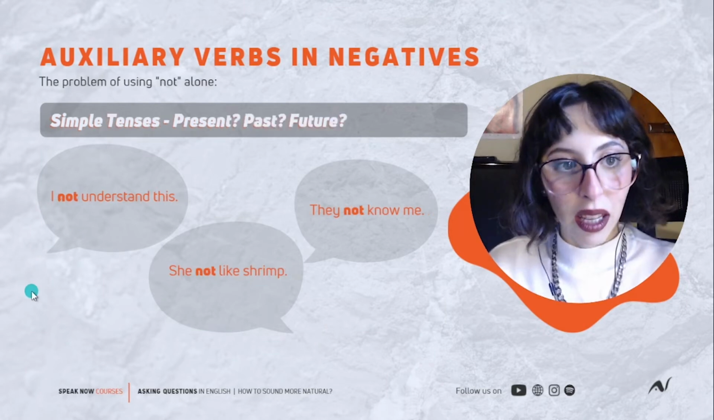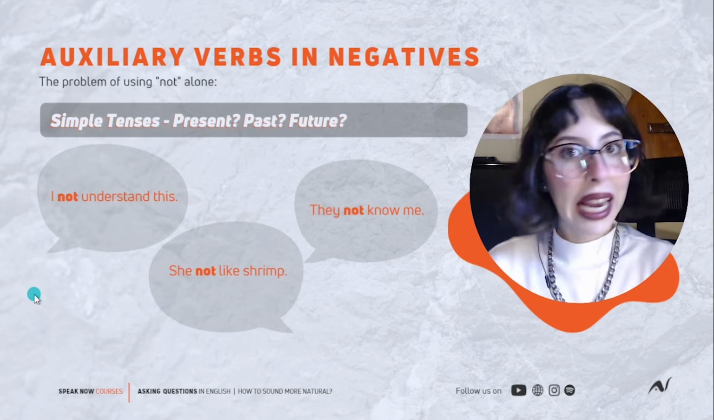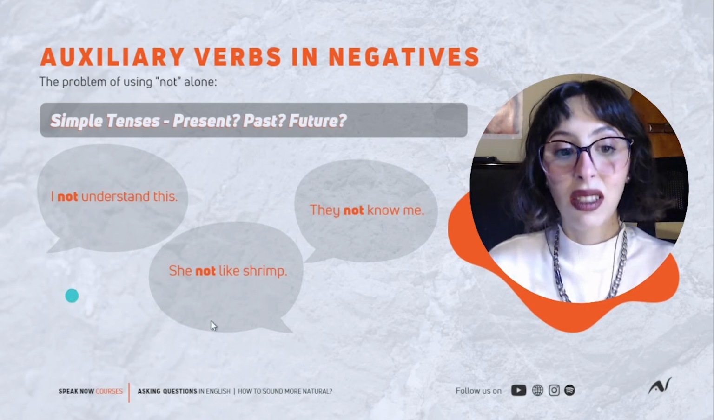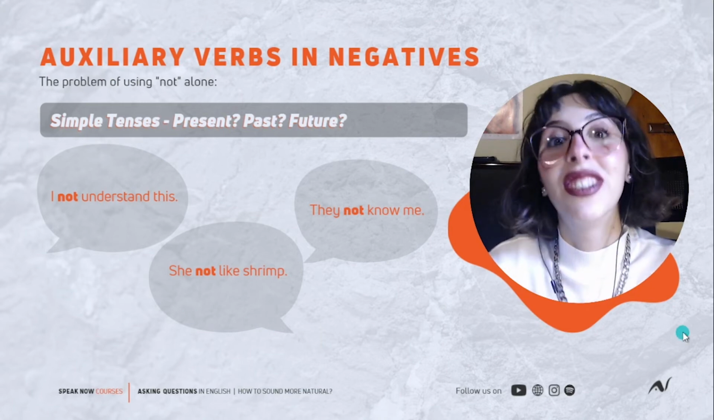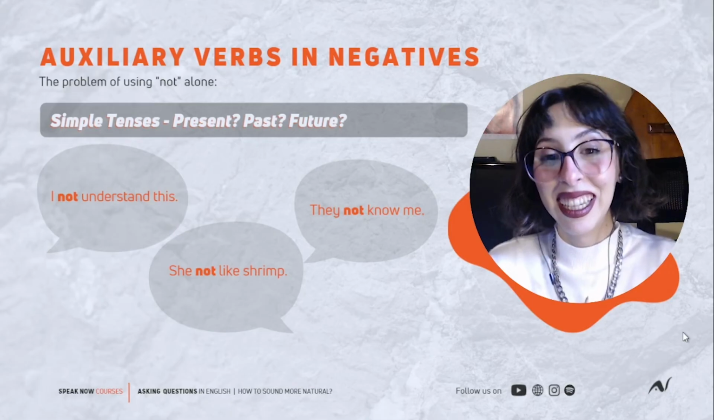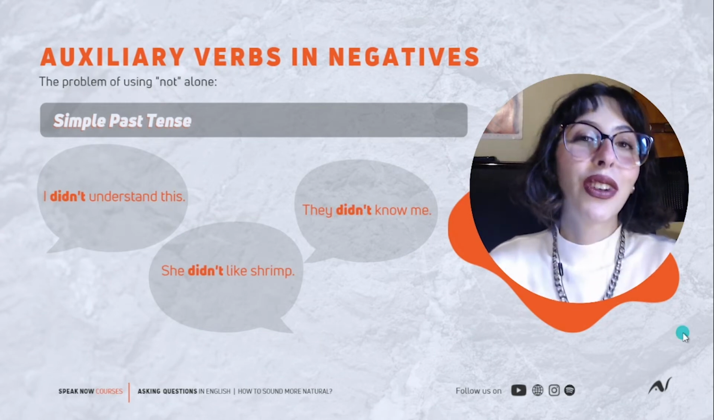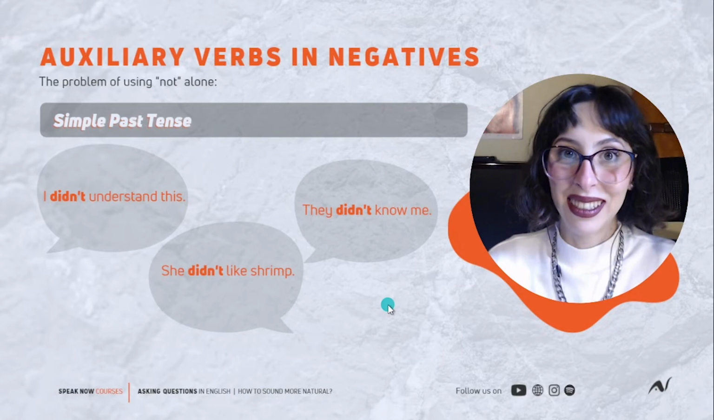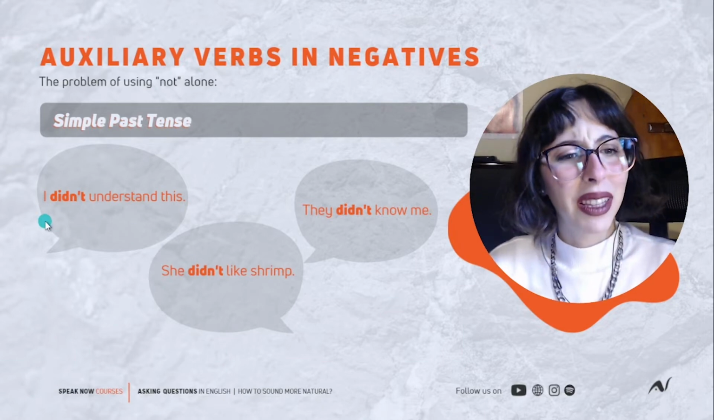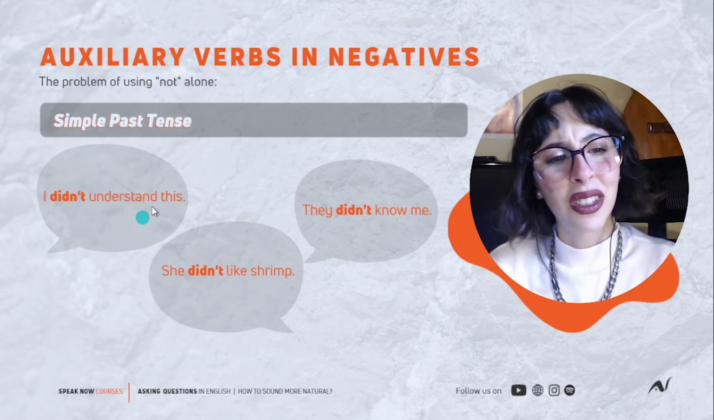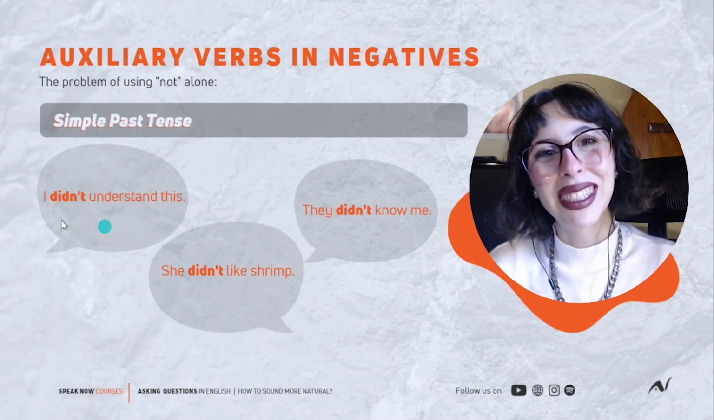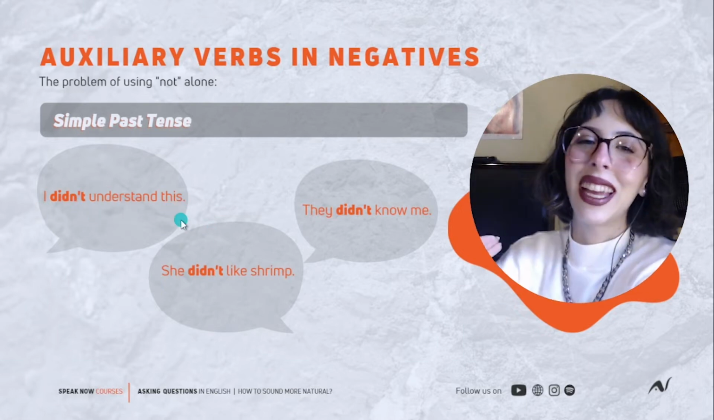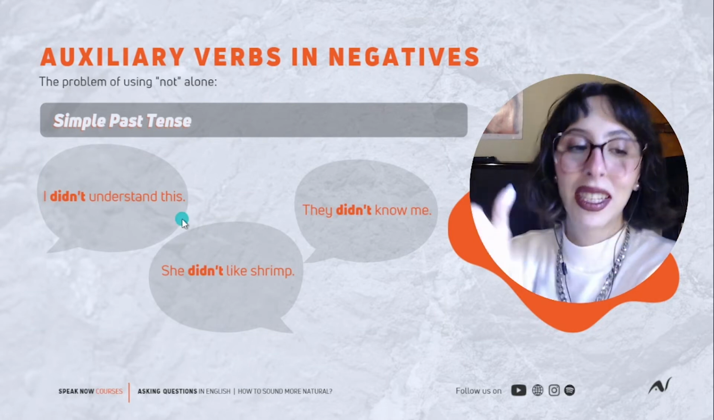Let's go back. If I don't use any auxiliary verbs, I don't know in what time, in what tense we are talking. And I not understand this. Let's see what happens if we change the auxiliary verb for didn't. Yeah, in this case, it's the past simple tense. Repeat this, please. I didn't understand this. So we know that you didn't understand this in the past because you are using didn't.